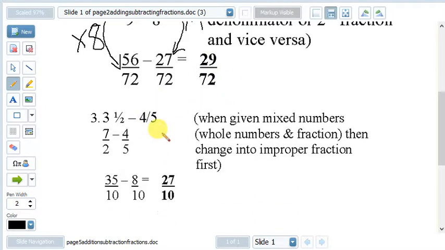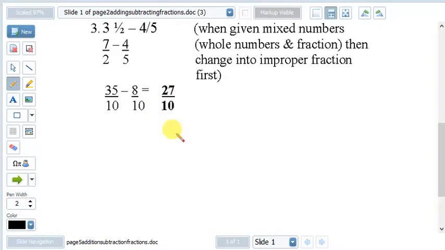Question 3. So question 3, and I've included a mixed number here, and a mixed number is where you've got whole numbers, which is the big 3, and you've also got a fraction. So the first part would be 3 and 1/2. So the question is, find 3 and 1/2 take away 4/5.